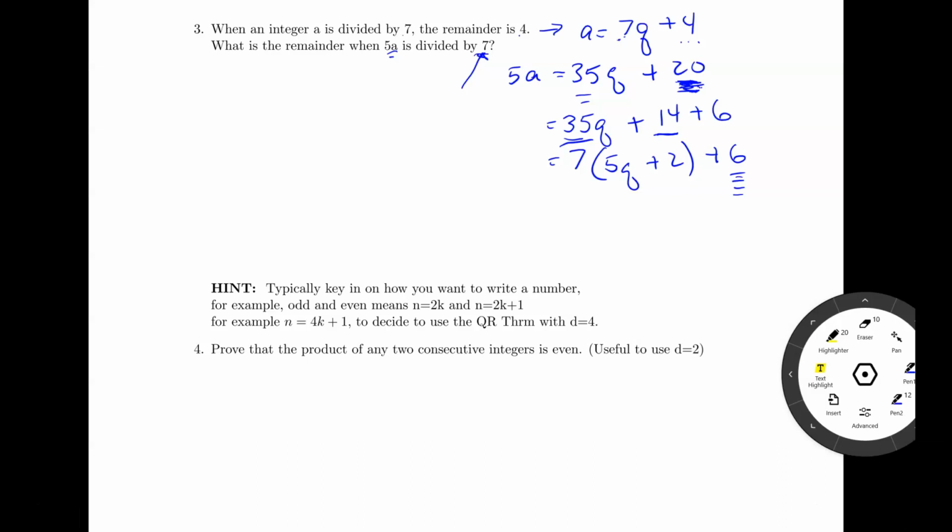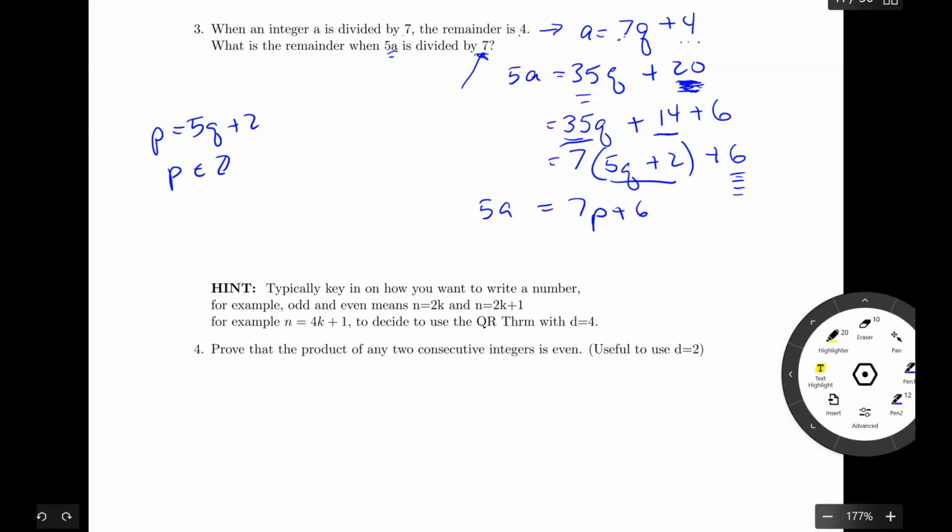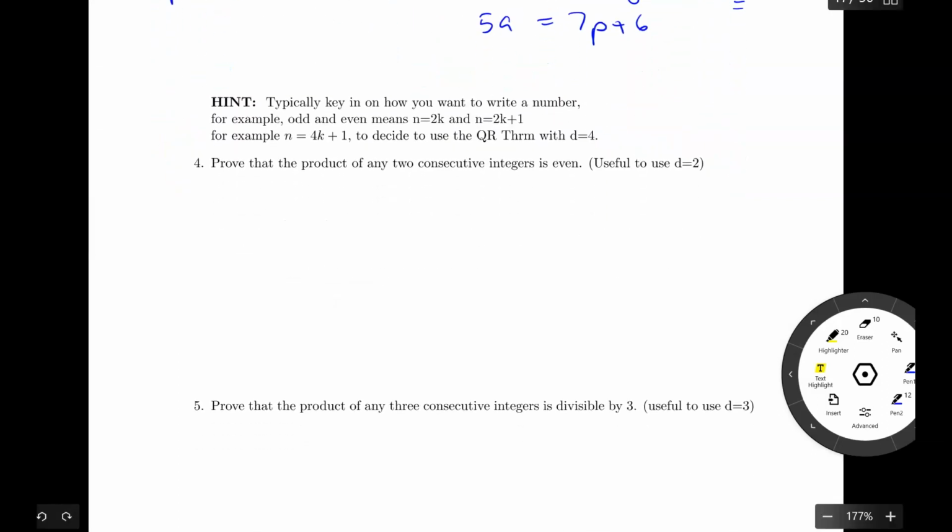That's a good thing. So here I have 5a equals 7, and I'm just going to call 5q plus 2 an integer, p. So I have 7p plus 6. So what is the remainder when 5a is divided by 7? The remainder is 6. The challenging part, and these first couple are giving you clues, is knowing how to break numbers up as you move forward.